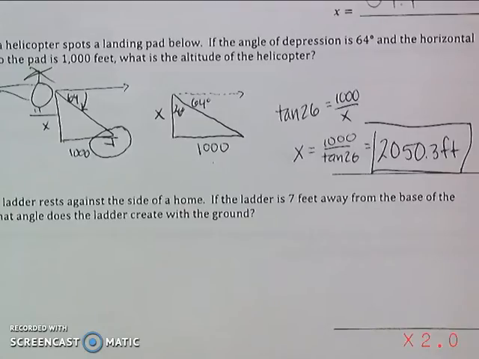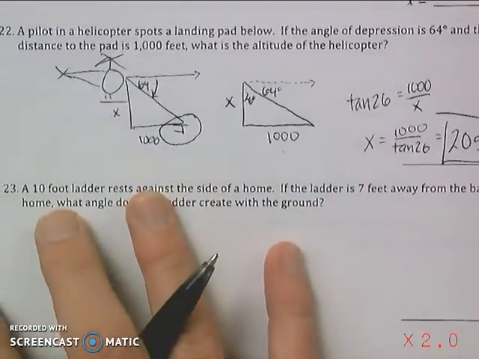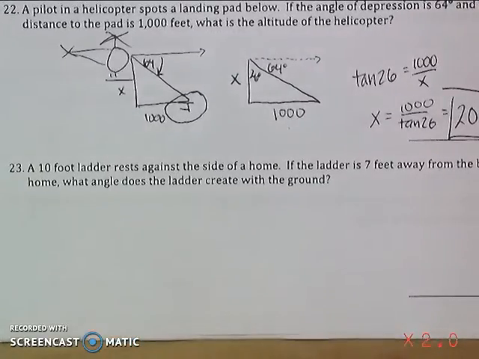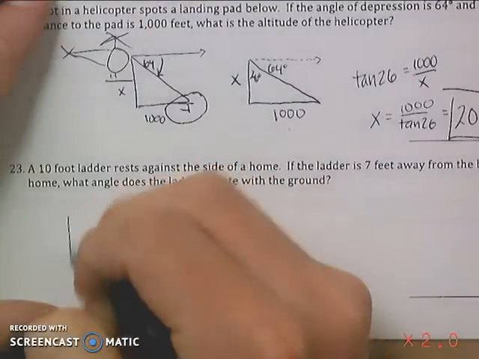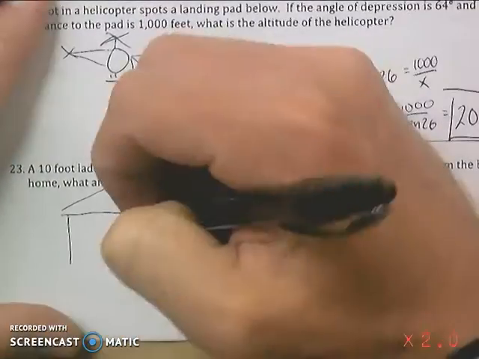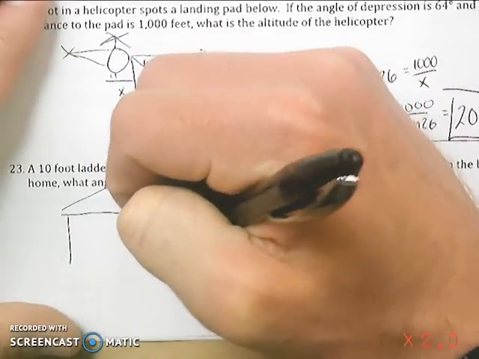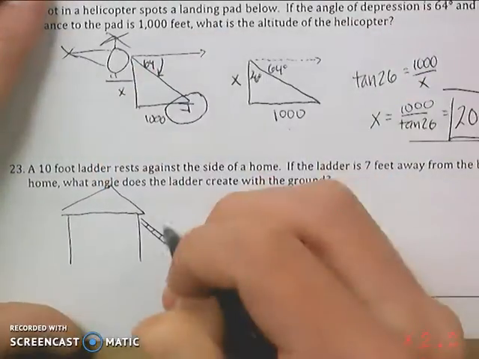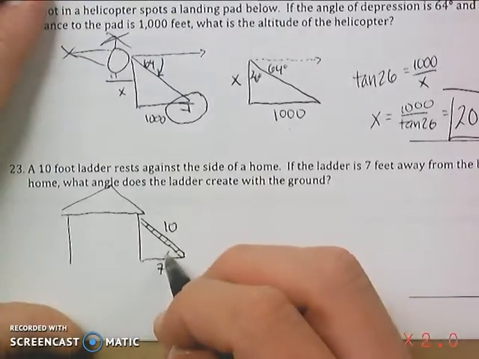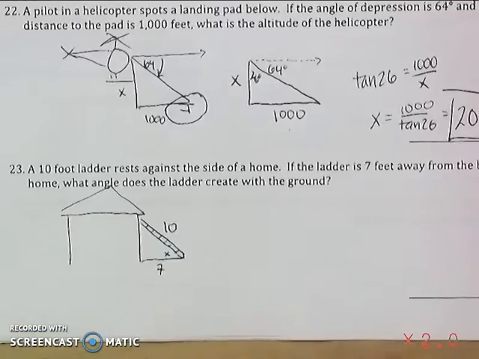Okay. 23, let's move it back here. A 10-foot ladder resting against the side of a home. If the ladder is 7 feet away from the base, at what angle does the ladder create with the ground? So again, we have some sort of picture here. Here's a house, right? We have a ladder that's going up the side. It's 10 feet, the ladder. It's 7 feet away from the base. And we want to know the angle that it makes with the ground, so that angle down there.